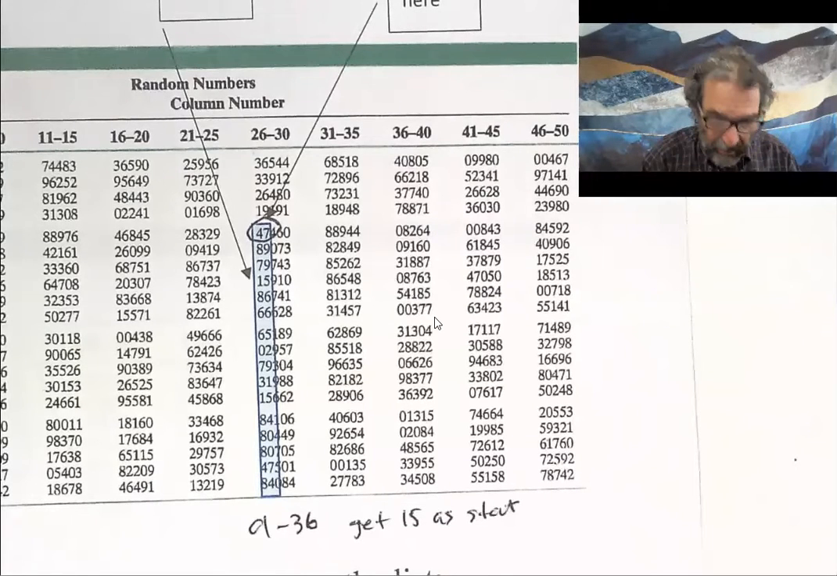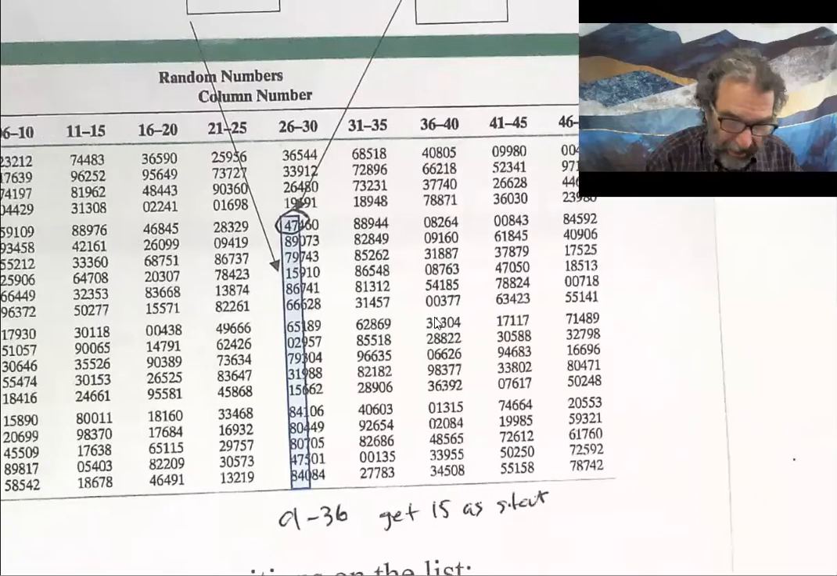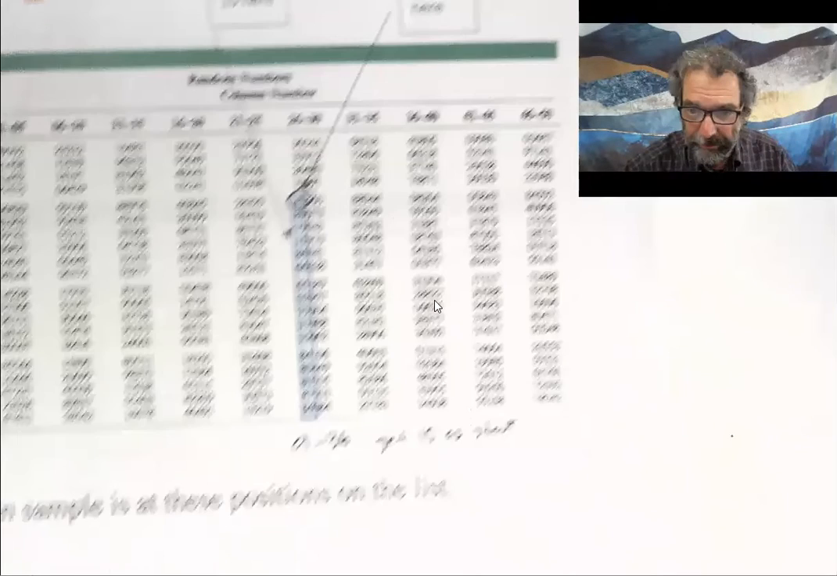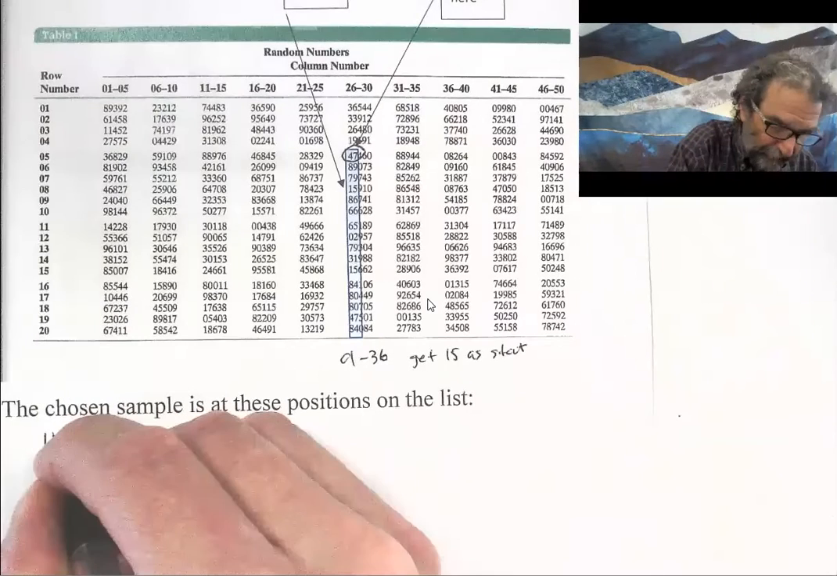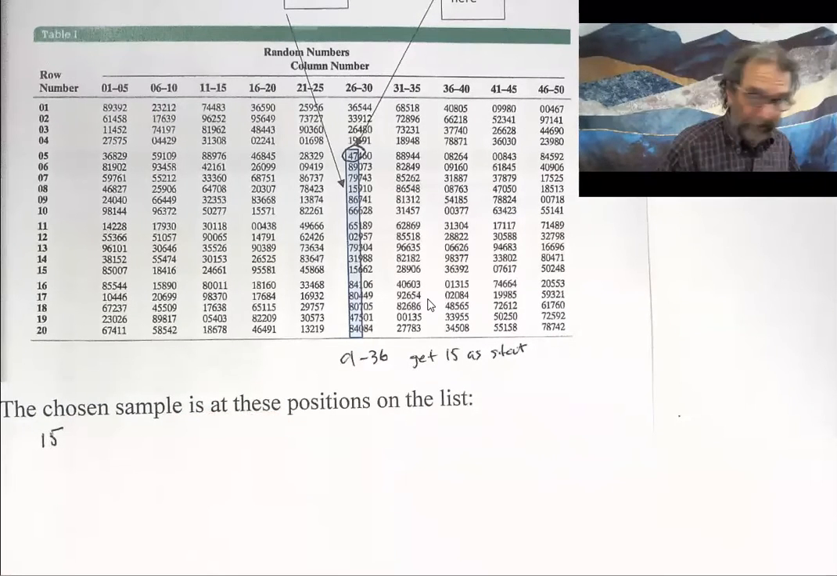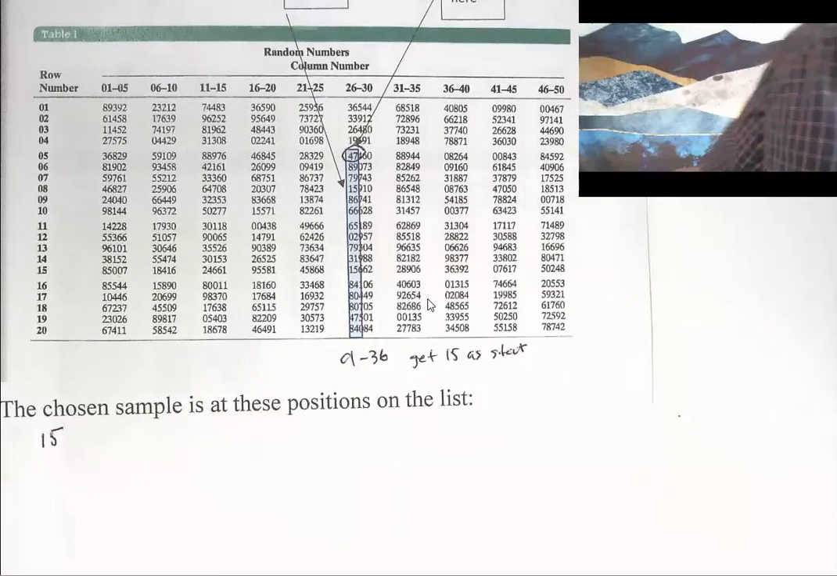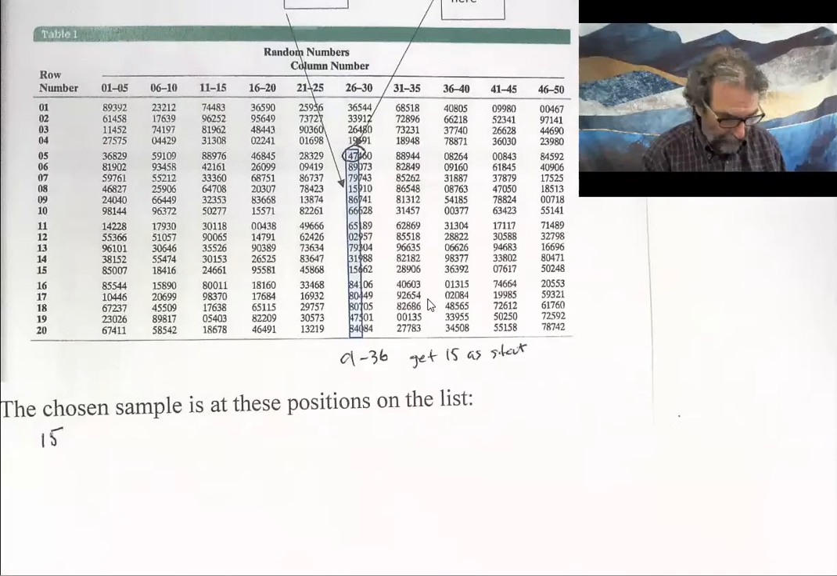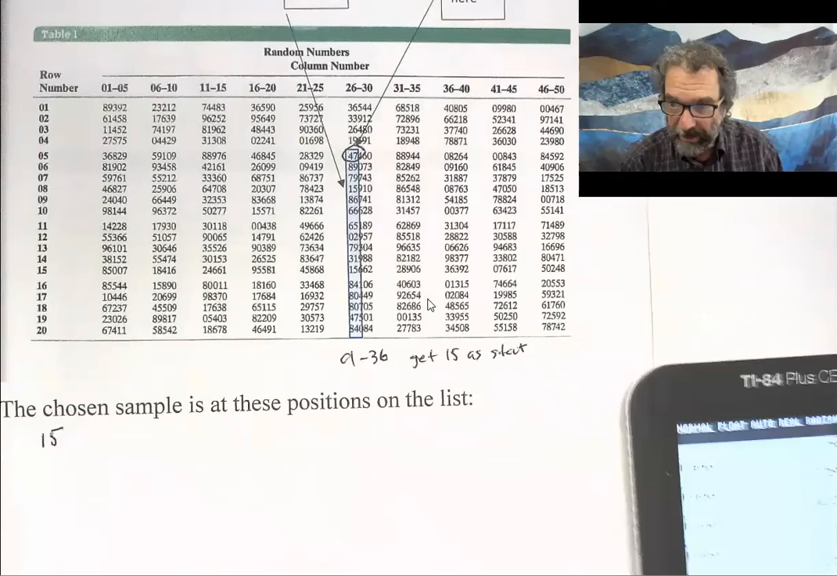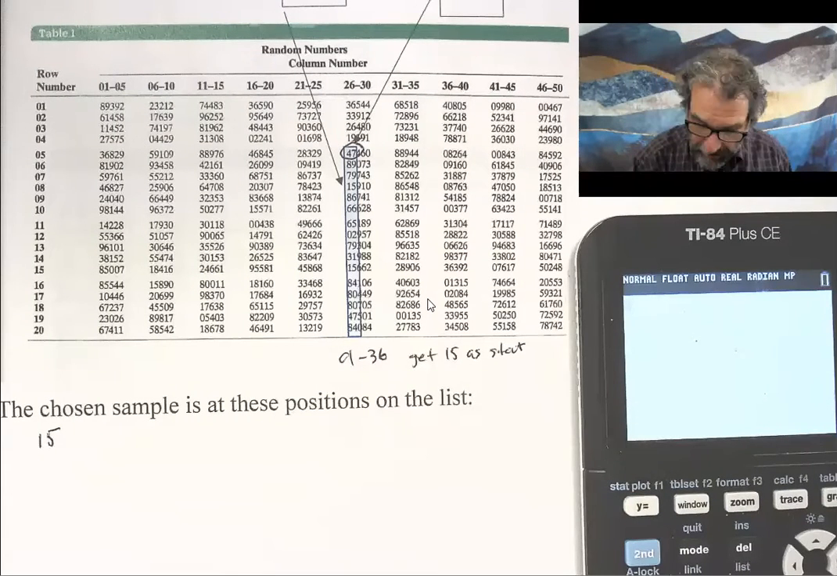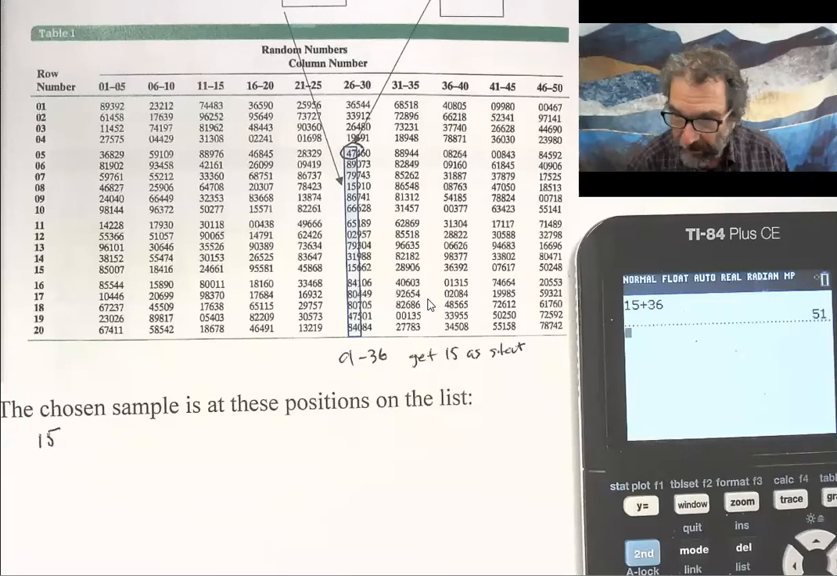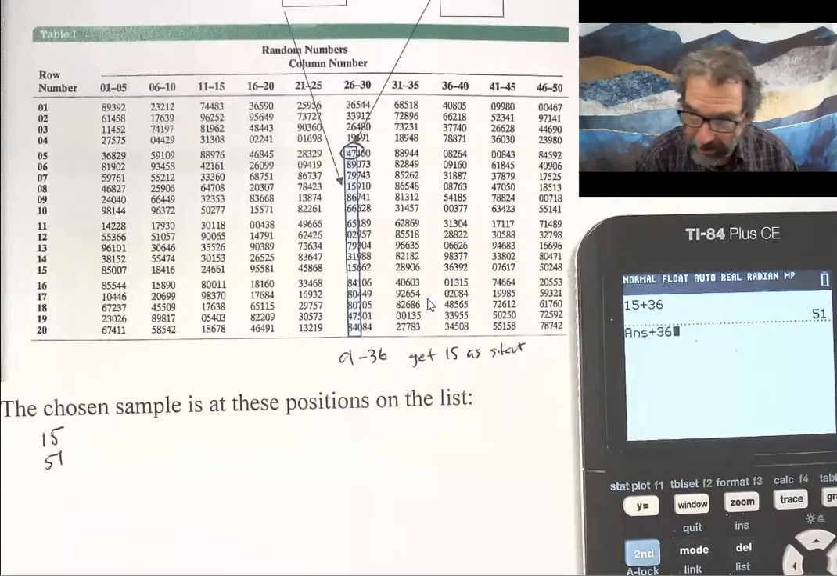Okay, and so then the chosen sample is at these positions on the list. Let me back this up. So it'd be 15. And now I'm adding 36. I think I'm adding 36. So the blocks are 36 long. So here we go. I've got my calculator here. Can I do this? Yeah, I suppose I can. There we go. Clear this. So I take 15 plus 36. 51 plus 36, 87.